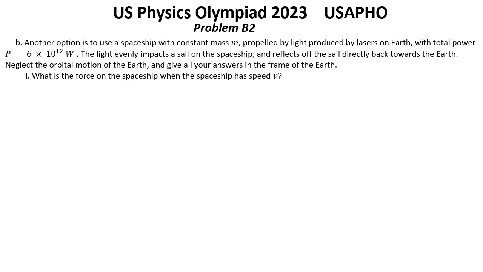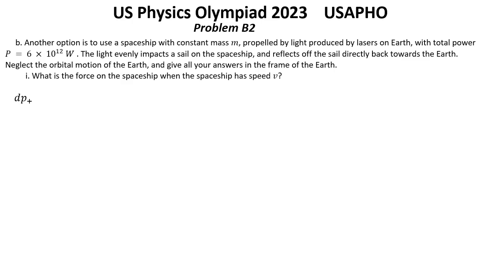Question 1. What is the force on the spaceship when the spaceship has speed v? This problem could be solved by different approaches. First approach, we can use the Earth frame of reference during the whole problem. Suppose that the part of momentum which reached the spaceship is delta p plus for time delta t. This is not the same as the momentum which was produced by the lasers for the same time, because not all the light reached the spaceship in the same time.